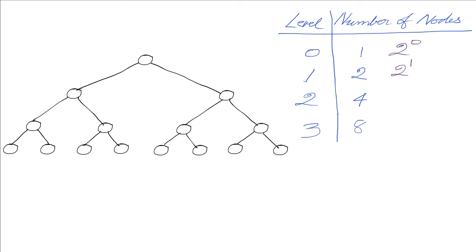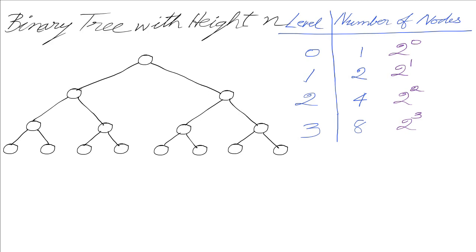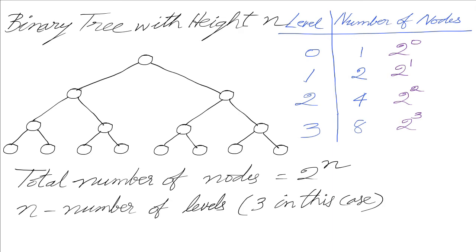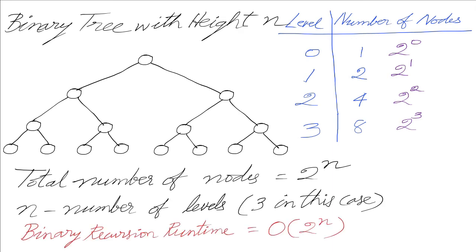We can express the number of nodes in terms of powers of 2. For a binary tree with height n, the total number of nodes is equal to 2 to the power n, where n is the number of levels. Binary recursion runtime is equal to O of 2 to the power n. This is exponential in time. Let's look at how we can improve the performance.